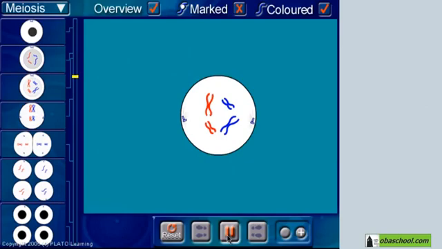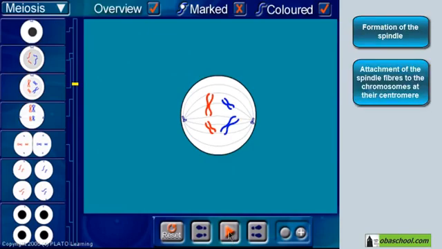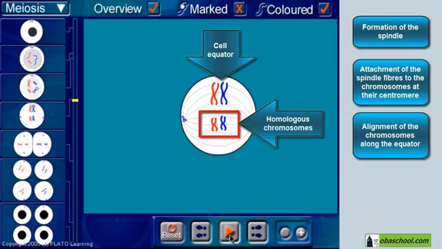Notice that we will have the formation of the spindle and the attachment of the spindle fibers to the chromosomes, and now the chromosomes are going to move and align on the equatorial plate. Homologous chromosomes are aligned next to each other. This is metaphase 1.